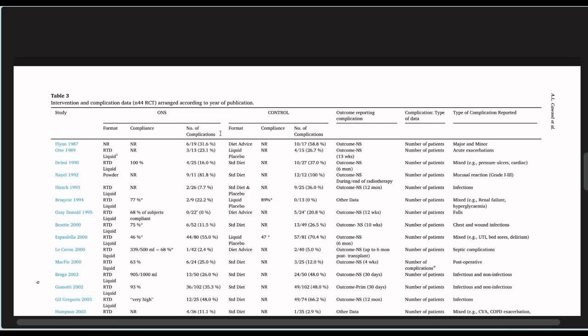So then they move to the control group. What is the format? What is the level of compliance, and the rest of them? Then outcomes that were reported. Complication, what type of complication do we have? And they also report types of complication that were reported and all that.